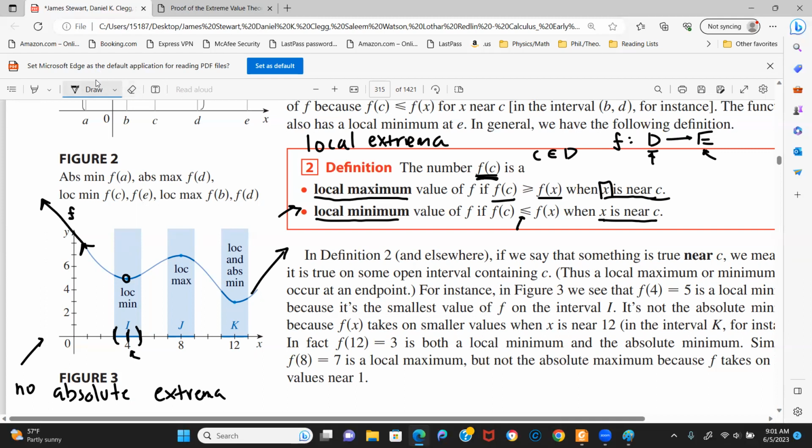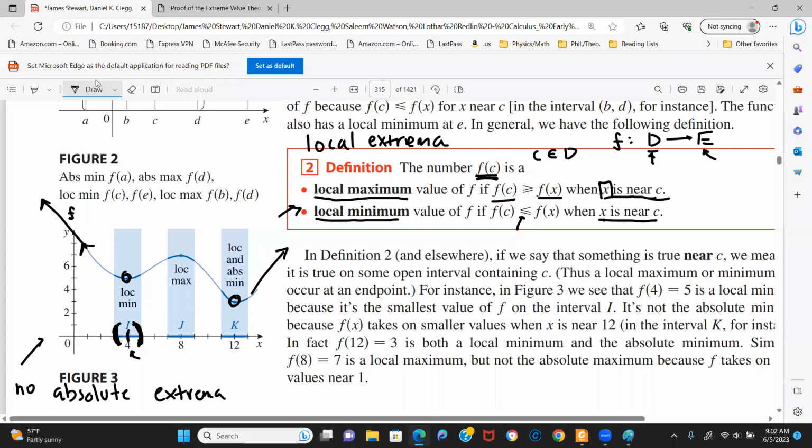Now, it's not going to be the absolute minimum though, because look, there's this point over here that's even smaller than this. But note this point right here is not included in this interval right here. So we're okay, because local means near. We're near a point. It's going to be a local minimum restricted to this small subset of the domain.